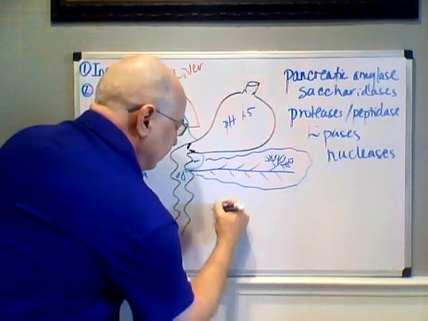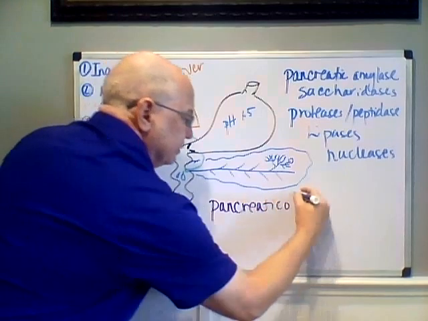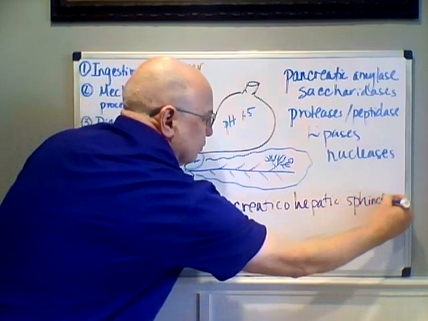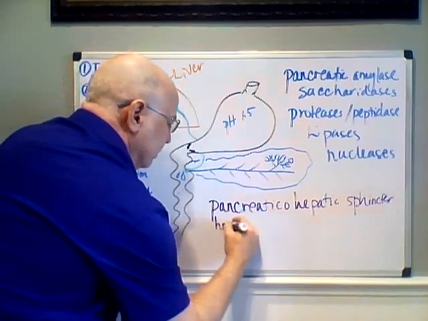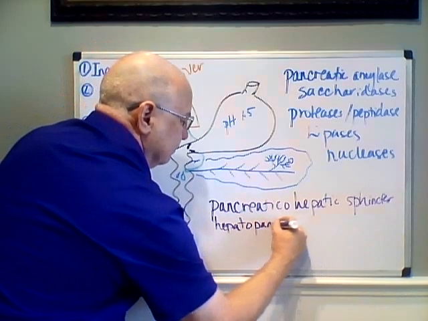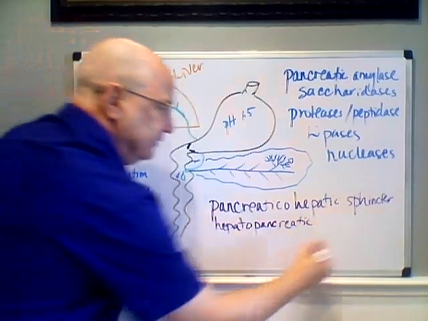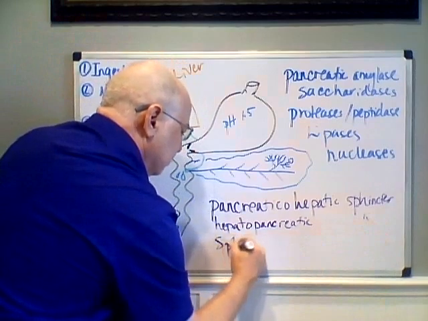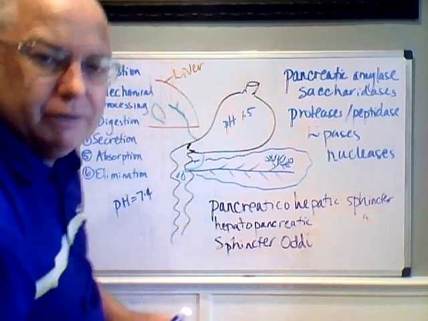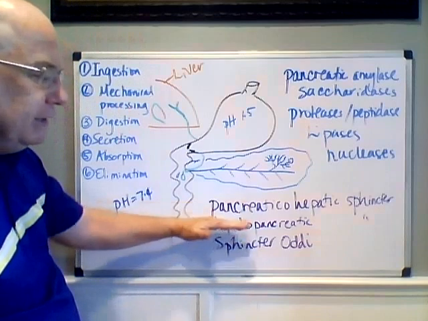Some books call this the pancreatico, from the pancreas, hepatic sphincter. Other books call it the hepatopancreatic sphincter. And some books even call it the hepatico-pancreatic sphincter. And sometimes it's called the sphincter of Oddi or Odi, depending on how you want to say it, if you say tomatoes or tomatoes. But all of these are the exact same muscle.